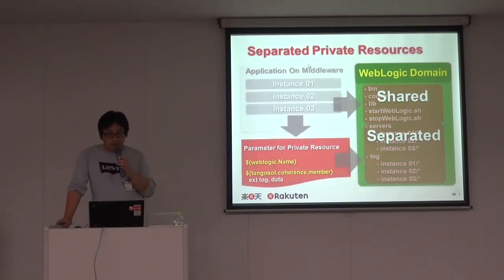All of the servers are sharing resources such as middleware installation, domain installation, library, and configuration. And each server also needs private resources such as log files, application data, and managing data for each instance. These resources need to have separate paths. If resources are not separated, it will become a bottleneck. We are using variables containing the instance name to separate resources.